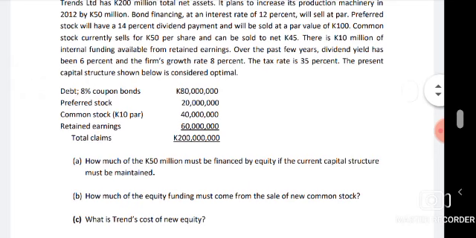Then they ask you how much of the 50 million must be financed by equity if the current capital structure must be maintained. They are looking for equity. Remember our intro to this video when we said which things they pick as equity under this topic of cost of capital. If you rewind the video, we said that in this cost of capital, they categorize equity as common stock and retained earnings, according to how even your notes have been outlined.